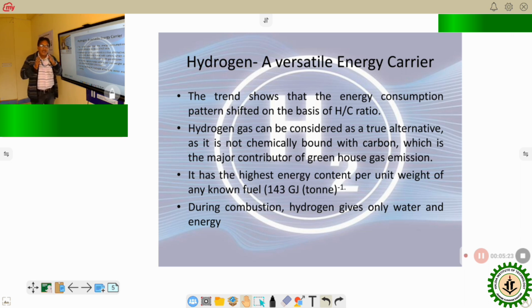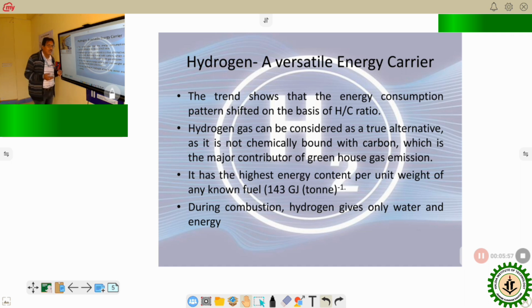What is the trend? If we decrease the chain length of the hydrocarbon, the hydrogen by carbon ratio will increase. For example, for methane it is 4, for ethane it is 3. So as the chain length increases, the ratio will reduce. In the same way, in coal, the long chain hydrocarbons are there. Then liquid fuel is shorter. Then gaseous fuel is again shorter. So what next? Next is hydrogen, which is not at all chemically bonded with carbon.